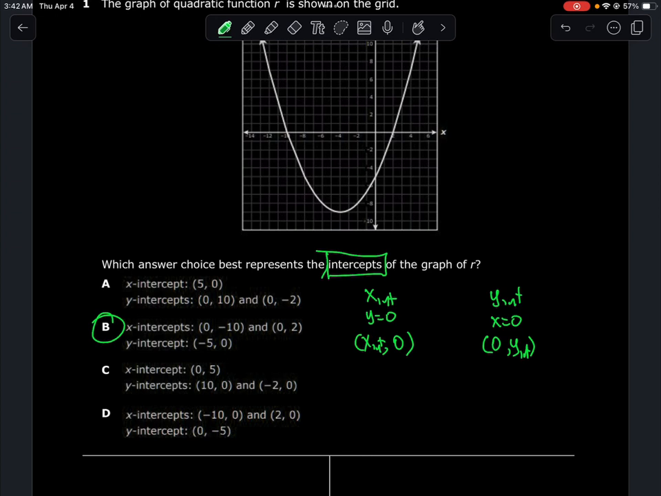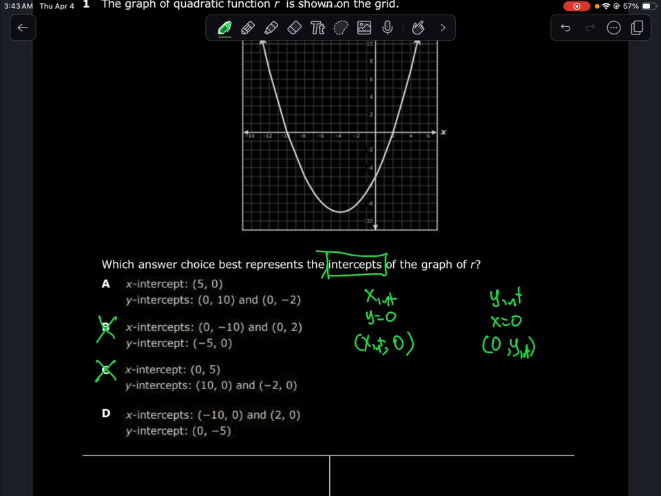Let's look at number B. The x-intercept has 0, -10 and 0, 2. That cannot be, because the 0 for the x-intercept should be on the y, and for the y-intercept, the 0 will have to be on the x. So that is not the answer. Next one, C. X-intercept is 0, 5, y-intercept 10, 0, -2, 0. The zeros are in the wrong place, so that cannot be.